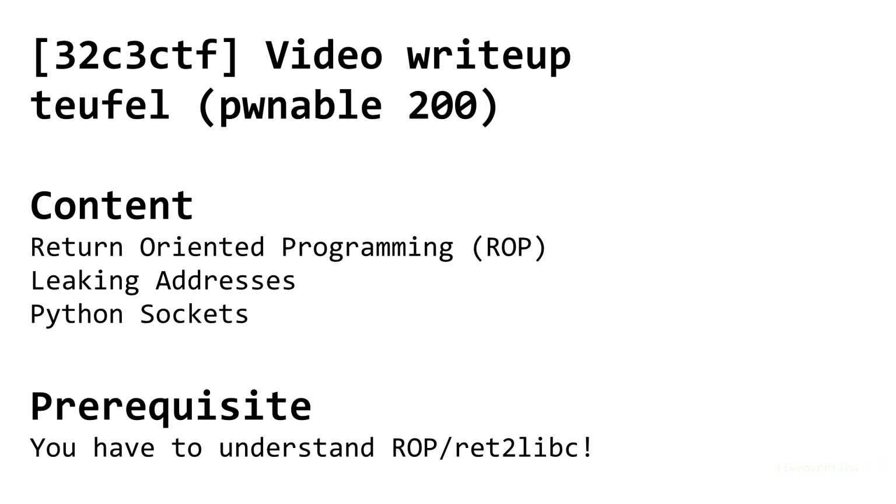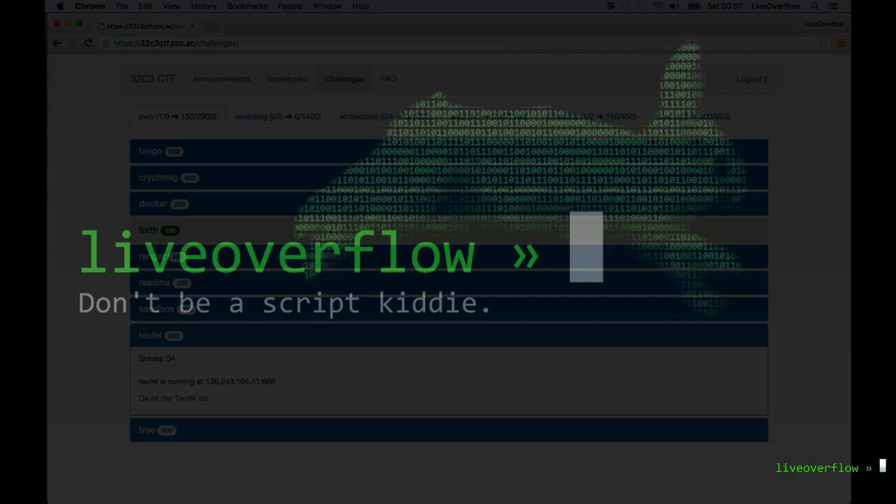Hey, this is LiveOverflow. This is another video write-up of another challenge of the 32C3CTF, and it will be the pwnable teufel challenge. Like the README challenge, I didn't solve it during the CTF, but I used the write-ups to work through the solutions, and now I understand it completely, and I want to share the knowledge that I gained with everybody else. So I will now show you a recording of me creating the exploit step by step, and I will explain certain things along the way and basically comment on it.